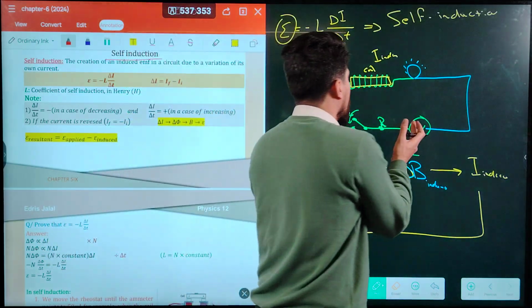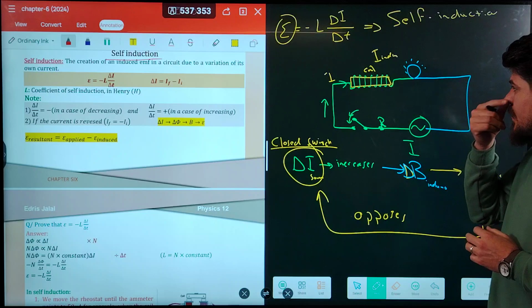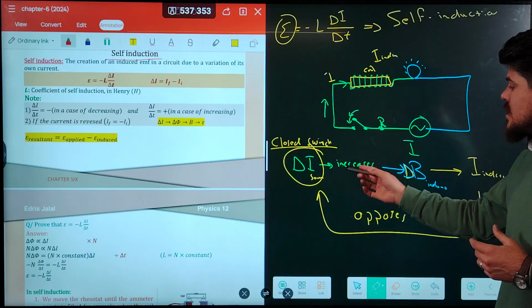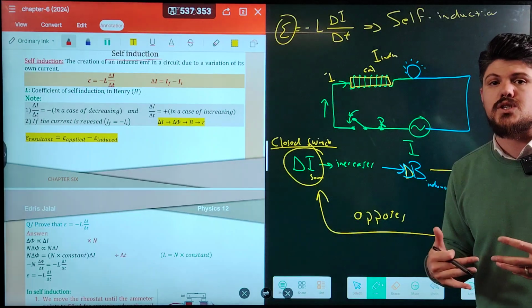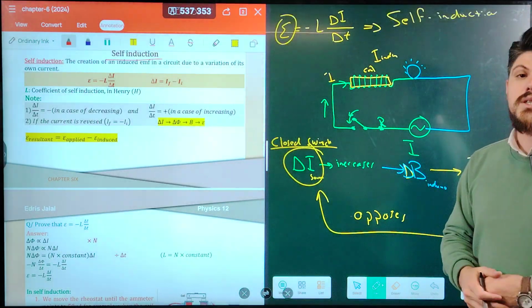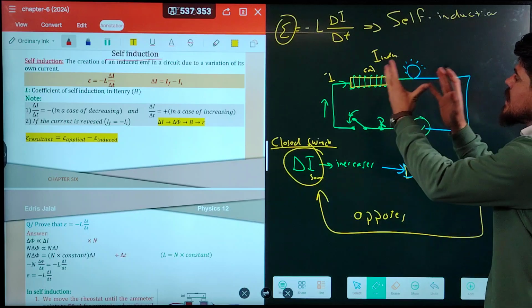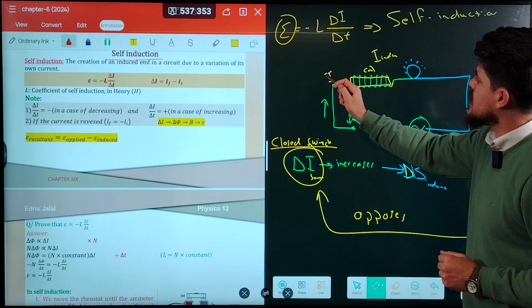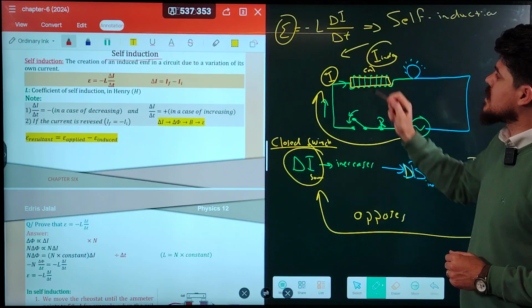In the same circuit, we can change the magnitude of the electric current. When the current changes, the magnetic field also changes. When the magnetic field changes, the magnetic flux changes. When the magnetic flux changes, a current and EMF are induced in this coil. Now, how many currents do we have? We have two currents: the current of the source and the induced current.